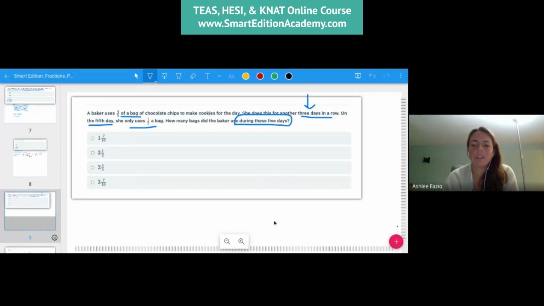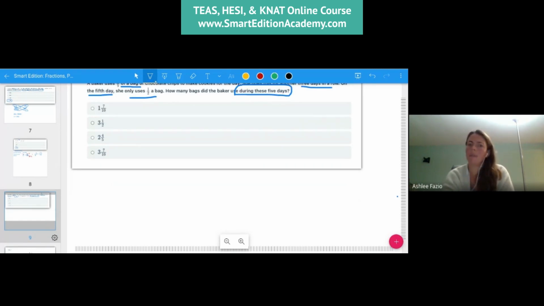There are a couple of different ways you could do this. You could do repeated addition and just add all these things together. I'm going to simplify this process a little bit. Again, this is just a quicker strategy, and I'm going to multiply the 4 times the 4/5, because I know this happened 4 times, and if I just multiply, it'll be a little bit simpler. Going across the top, you do 4 times 4, which is 16, and you keep that denominator. So 16/5 is what she used on those first 4 days.